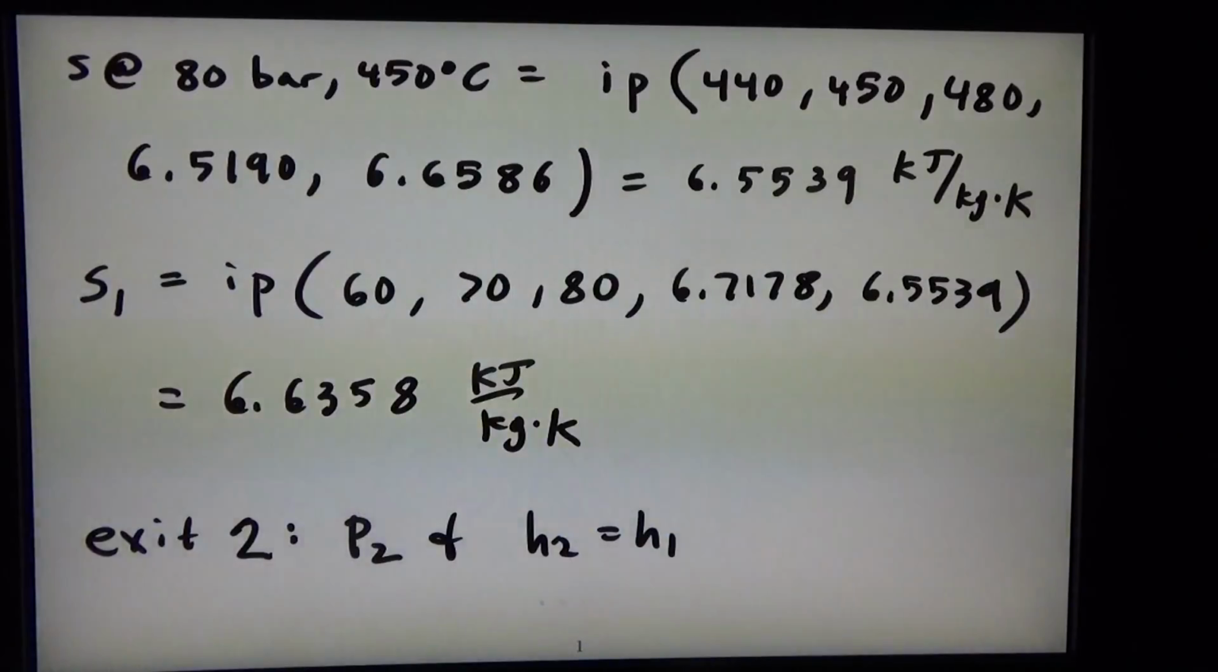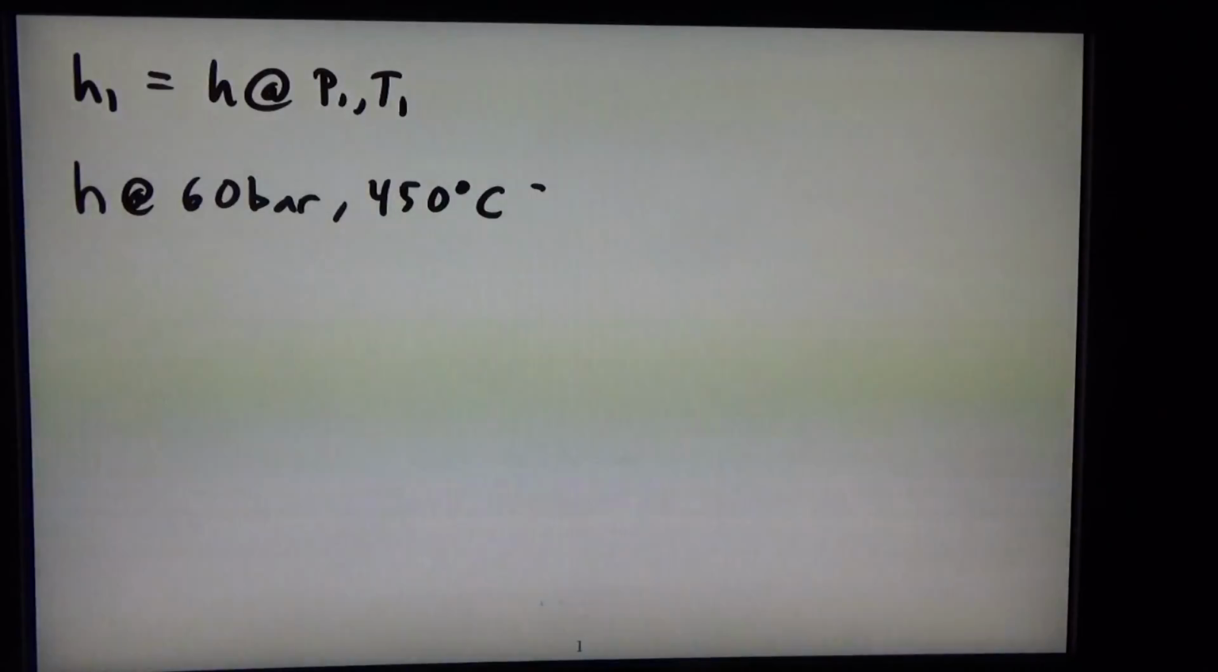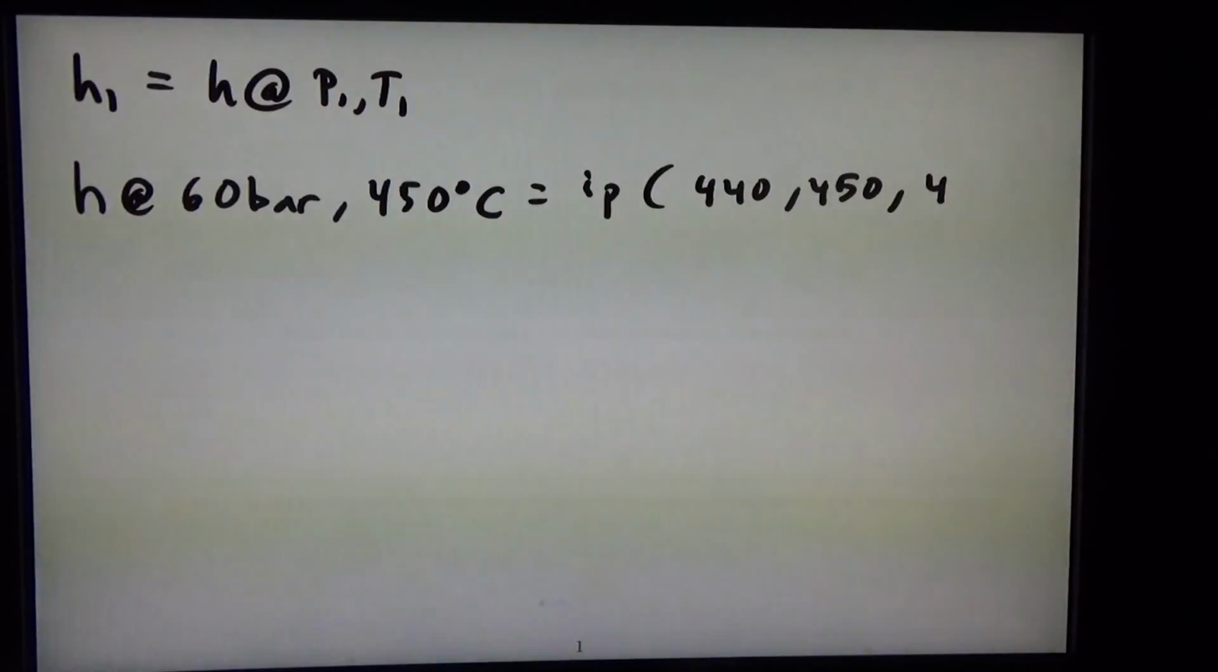Alright, now let's try to figure out what is H1. So H1 should be H at P1 and T1. We're going to have to go through the same process that we did a second ago to get S at state 1 to get H at state 1. So first we're actually going to have to find H at a value of 60 bar and 450 degrees Celsius. For that one we were interpolating between 440 and 500.